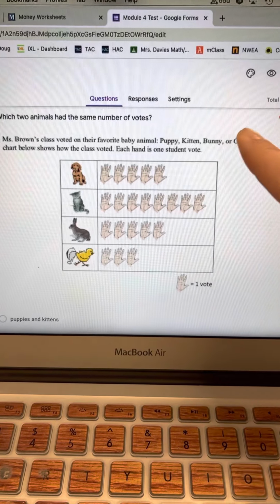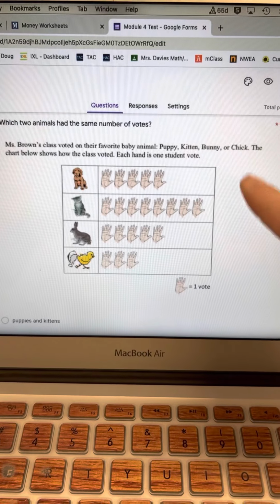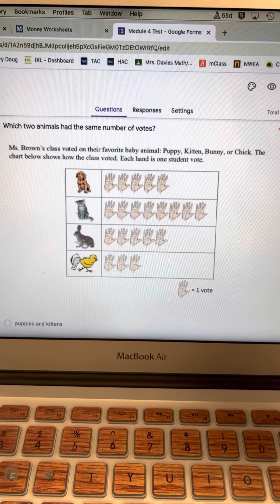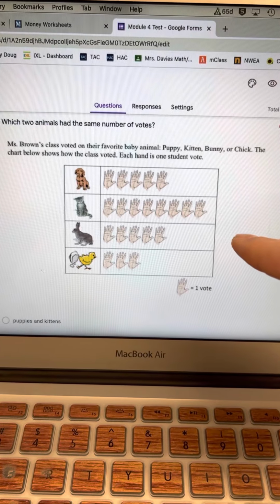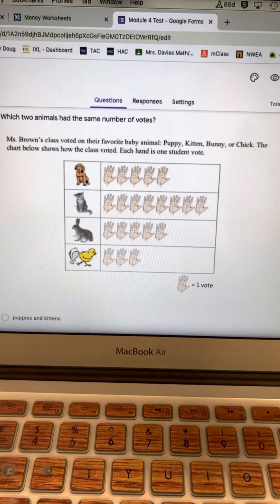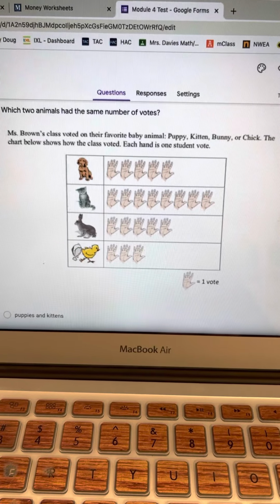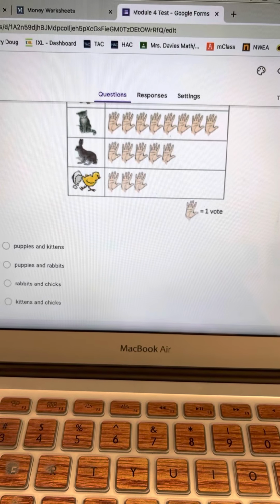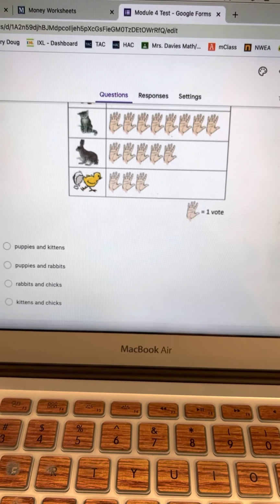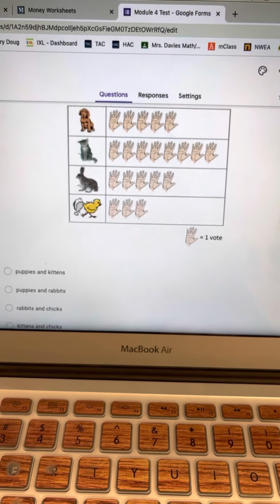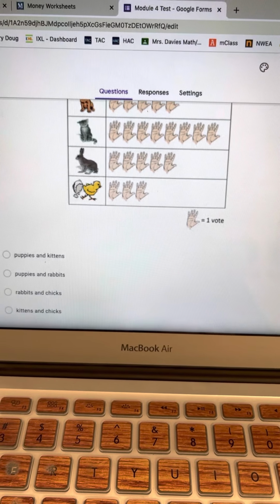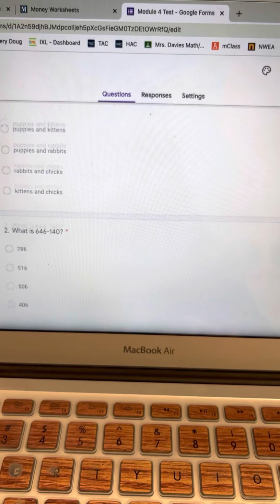So Mr. Brown's class voted on their favorite baby animal, puppy, kitten, bunny, or chick. And this chart shows how the class voted. So which two animals got the same number of votes? Here's your choices. Puppies and kittens, puppies and rabbits, rabbits and chicks, or kittens and chicks. Okay, which two animals got the same vote?